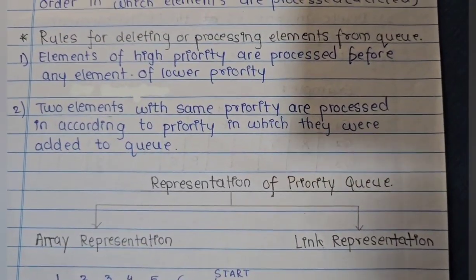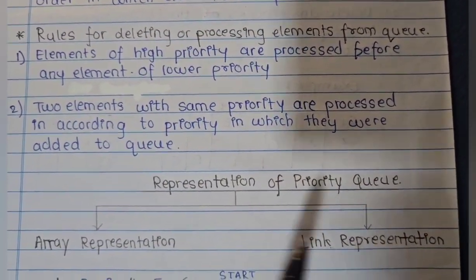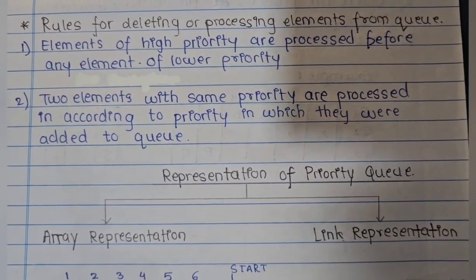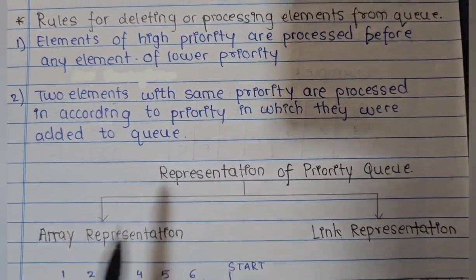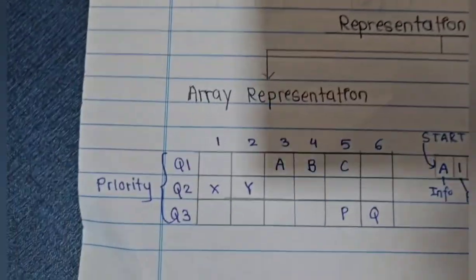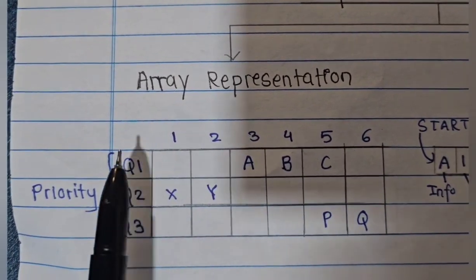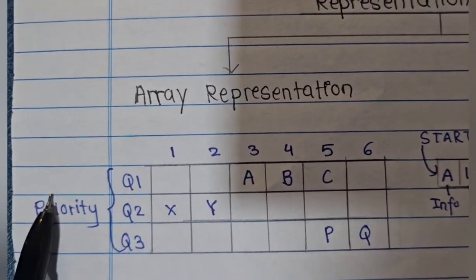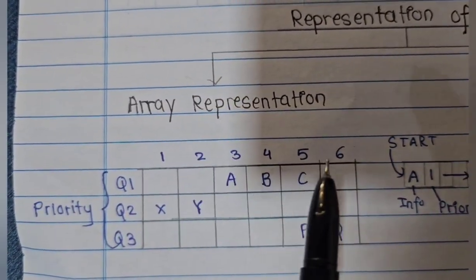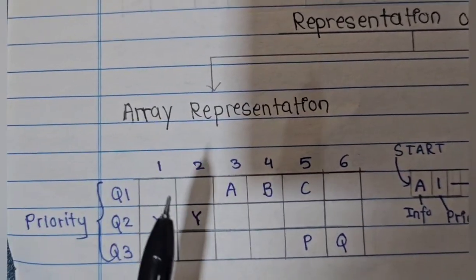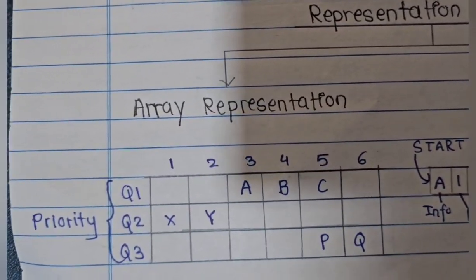Now, the representation of a priority queue. There are two ways in which we can represent a priority queue. First is array representation and second is link representation. Looking at the array representation, this is the array, and Q1, Q2, Q3 are the priorities, and 1, 2, 3, 4, 5, 6 are the nodes, or the column numbers we can say.